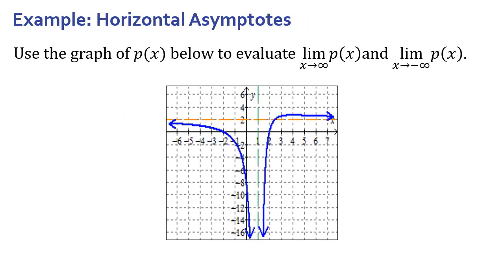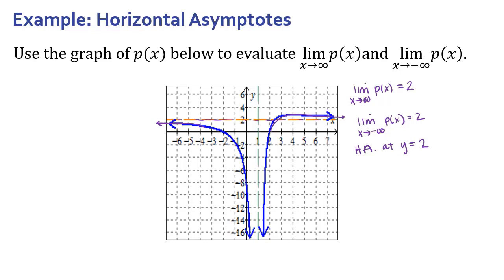All right, let's use the graph below to evaluate these specific limits. So if I am looking at the limit as x approaches infinity of this function p of x, as your x values are approaching infinity, as this is going to get really, really big, you can see this graph is getting really, really close to 2. On the other side, as your x values are approaching negative infinity, we'd say this is getting really, really close also to 2. And you can kind of see it drawn in here in this orange, this is a horizontal asymptote at y equals 2.